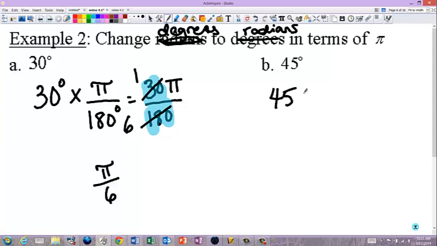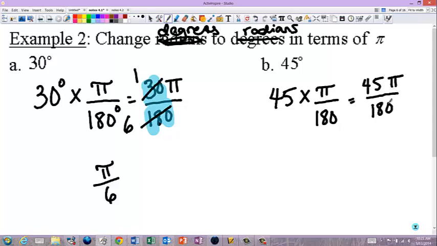So we want 45 times pi over 180, so that's 45 pi over 180. 45 goes into 180 4 times, so it's pi over 4, because we're just simplifying the 45 over 180 to the 1/4.